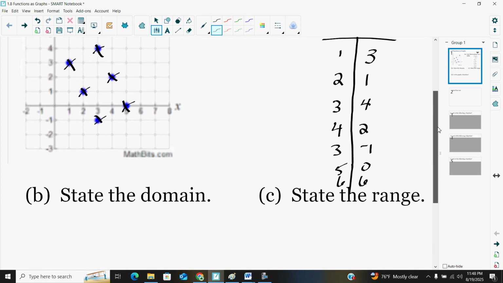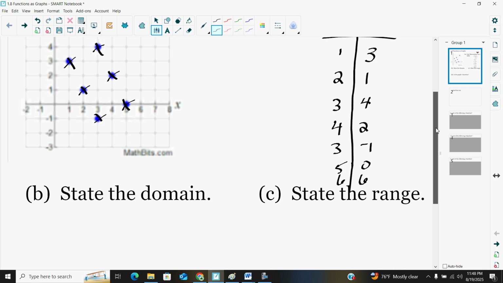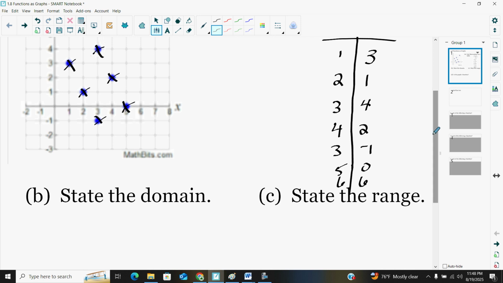Parts B and C we did last time. We know how to state the domain and state the range. When we state domain and range, we write them as a list of values, a set of values. Domain is the set of inputs, which is the X values. We list them from least to greatest. Smallest one's 1, then 2, then 3. 3 occurs twice. I'm not going to write it twice. And then 4, and then 5, and then 6. And then we close our curly bracket.